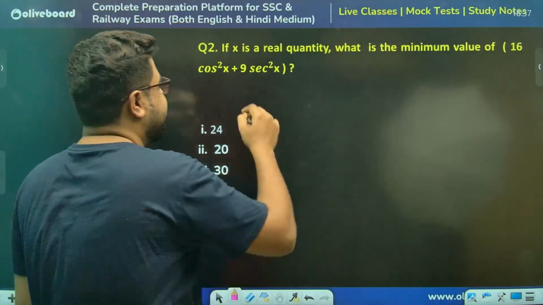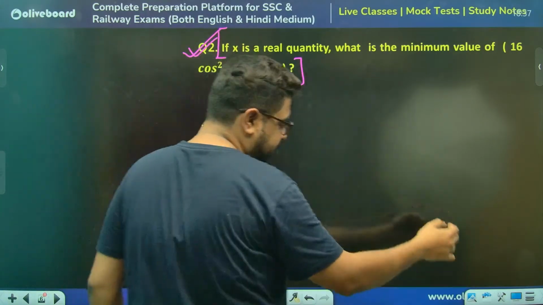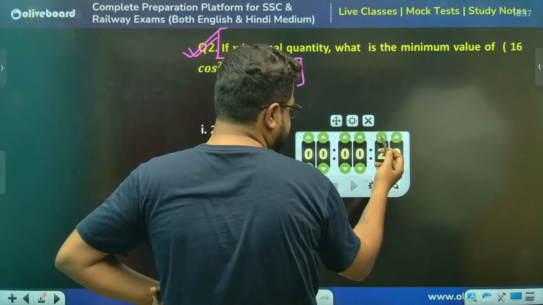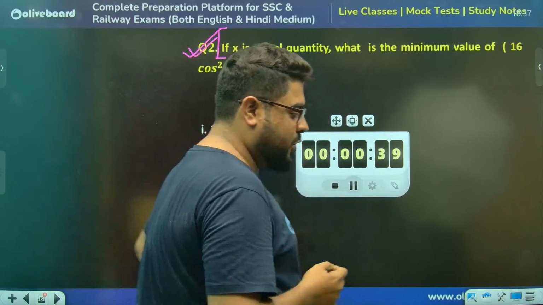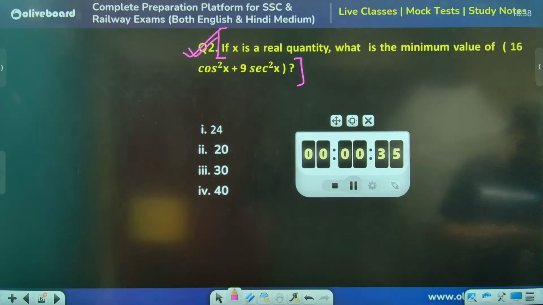Moving on to the next one. A question from maxima minima. I'm giving you guys 40 seconds. If you know how to solve this, it should not take you more than 10 seconds, honestly. Tell me, sir, how should we approach this?